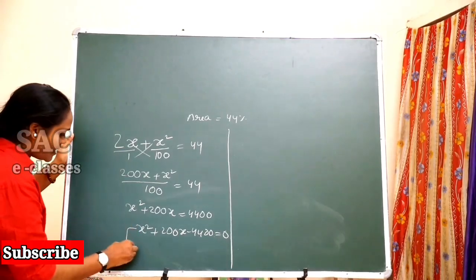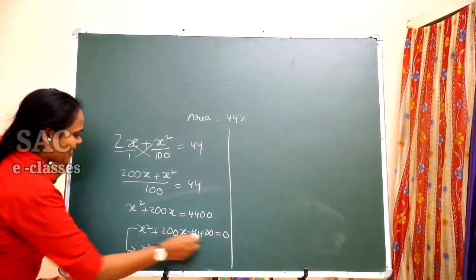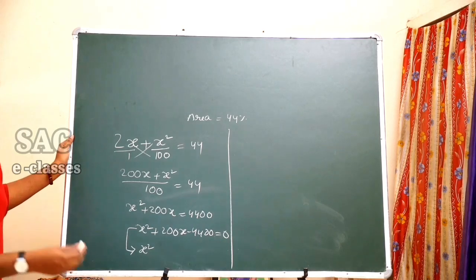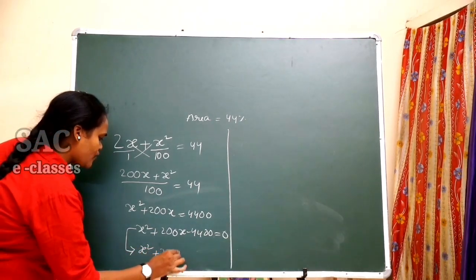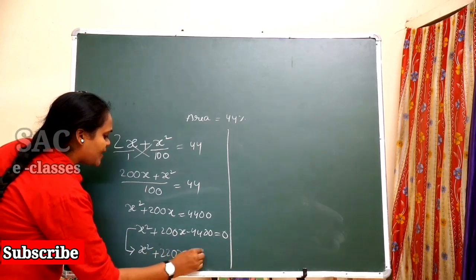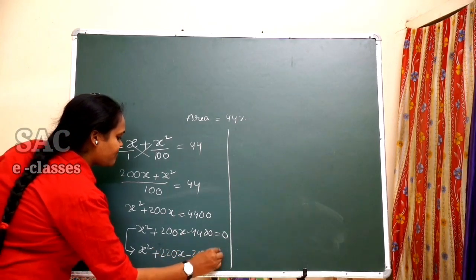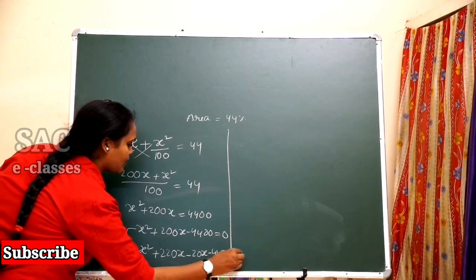Let's solve this one by using the splitting method of factorization of a quadratic polynomial. So x square plus 220x minus 20x minus 4400 equal to 0.